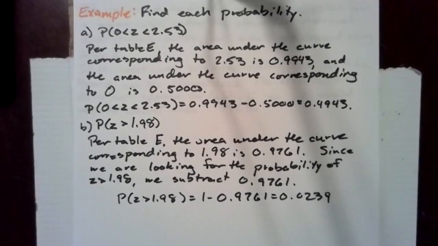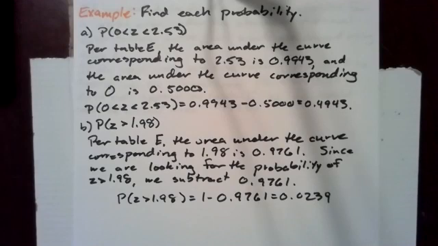As an example, we will find each of these probabilities. First, we want to find the probability that 0 is less than z, which is less than 2.53. Per table E, the area under the curve corresponding to 2.53 is 0.9943, and the area under the curve corresponding to 0 is 0.5000. So the probability that z is between 0 and 2.53 is 0.9943 minus 0.5000, which is 0.4943, or 49.43%.